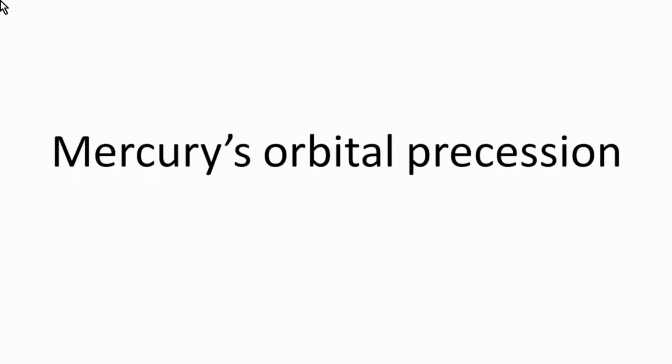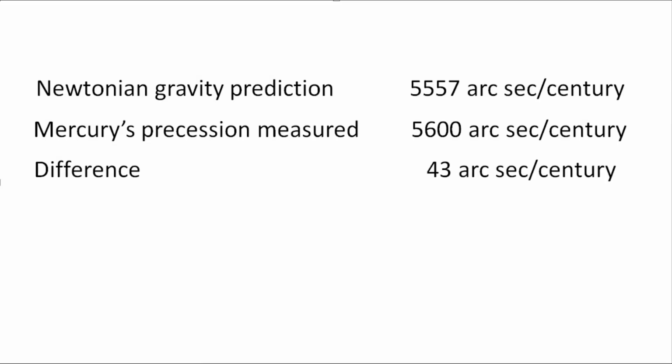Mercury's orbital precession has been a subject of intense study over the centuries. Newton's equations, taking into account all the effects from the other planets and the Sun's rotation, predict a precession of 5,557 arcseconds per century. However, the precession of Mercury's orbit is measured to be 5,600 arcseconds per century. This is a discrepancy of 43 arcseconds per century, or 1% from Newton's gravitation predictions.